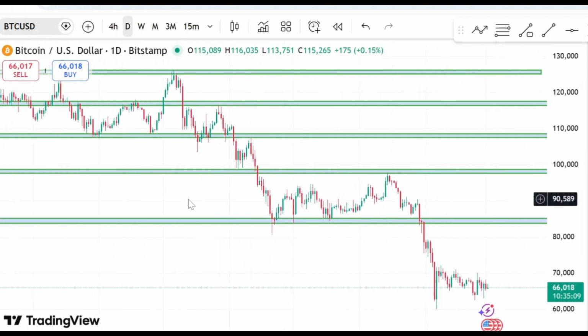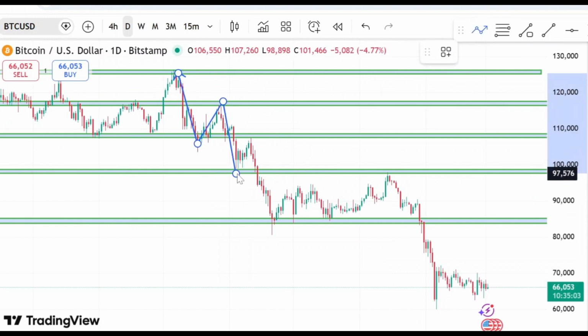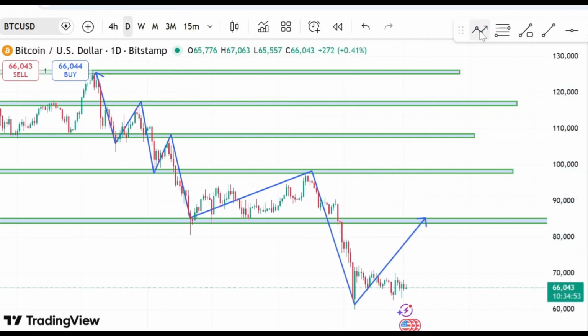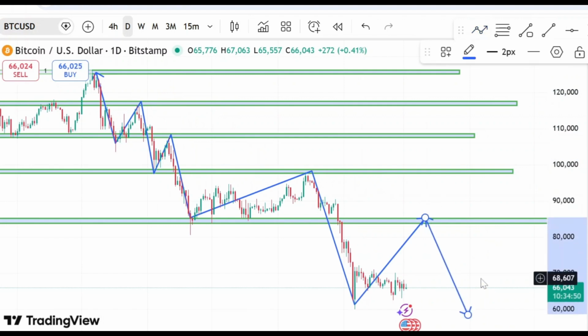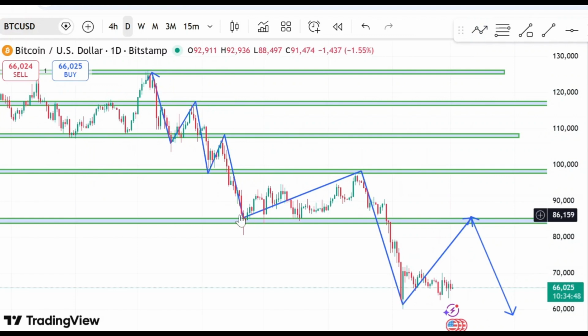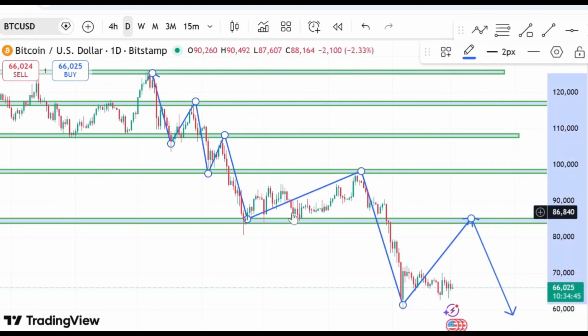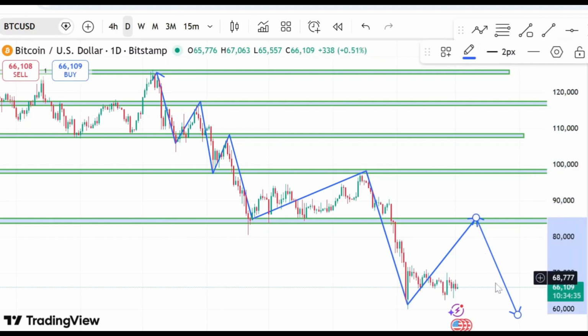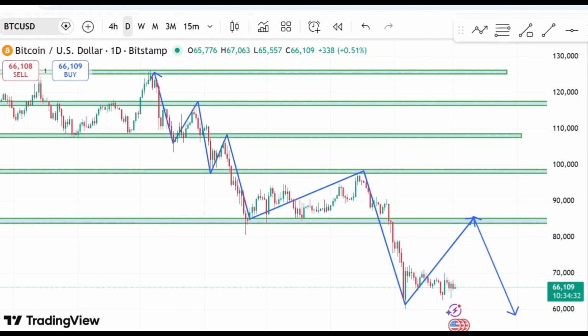As you see clearly, here we are creating lower low, lower high, lower low, lower high, lower low, lower high, lower low. What is left is to create another lower high here, and then we enter for sale. Lower low, lower high, lower low, lower high, and then we enter for sale here.